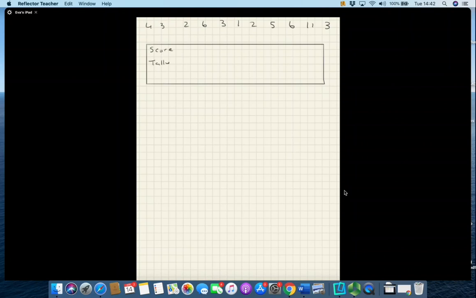So, a tally table. I'm just going to write down that first line of data that was in that example, just to show you how you start off a tally table in case anybody has forgotten. So this is the score on the die, this is the tally, and this is the frequency. One, two, three, 4, 5, and 6.